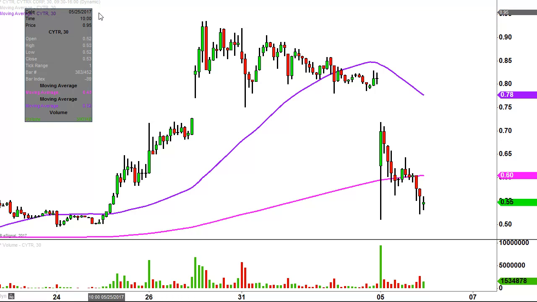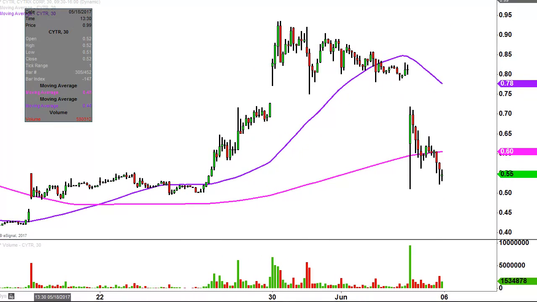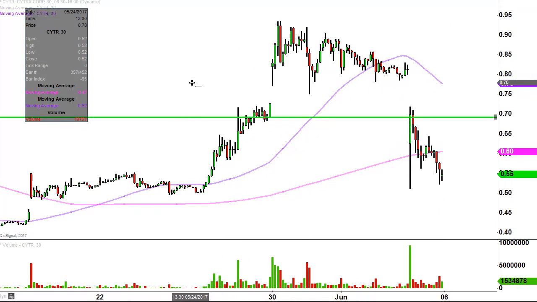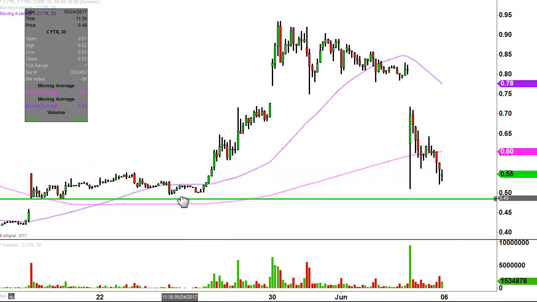So the first level that I want to point out, I don't want to get too dramatic, but is definitely a very important level of support going forward. Price has not tested it yet, but it's definitely the key overall level, and that's down there right at about 50 cents. Why is 50 cents so important?